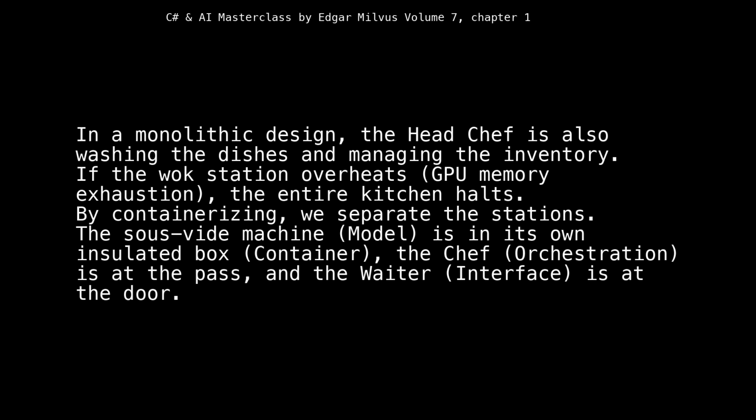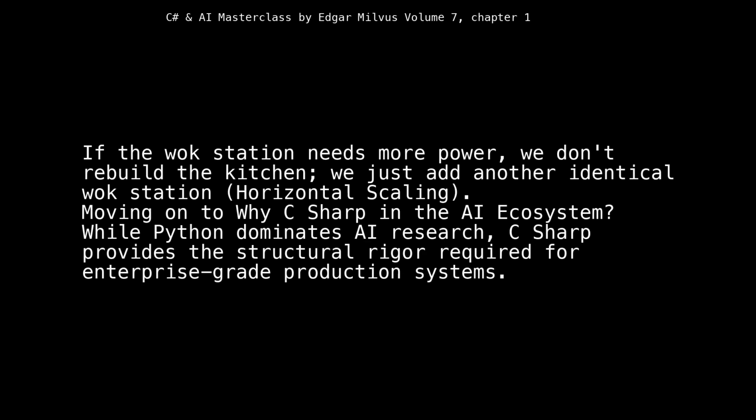In a monolithic design, the head chef is also washing the dishes and managing the inventory. If the wok station overheats, GPU memory exhaustion, the entire kitchen halts. By containerizing, we separate the stations. The sous vide machine, model, is in its own insulated box, container; the chef, orchestration, is at the pass; and the waiter, interface, is at the door. If the wok station needs more power, we don't rebuild the kitchen, we just add another identical wok station, horizontal scaling.